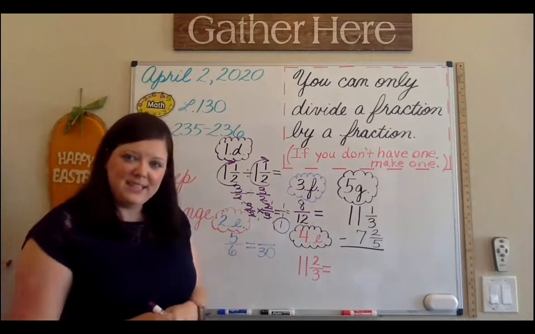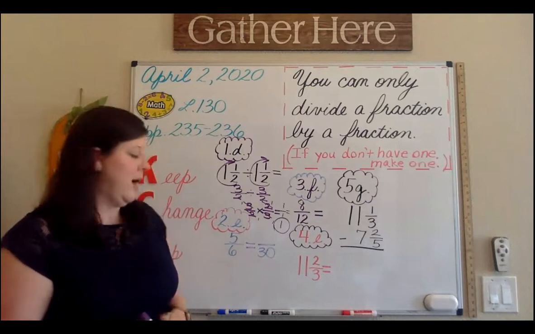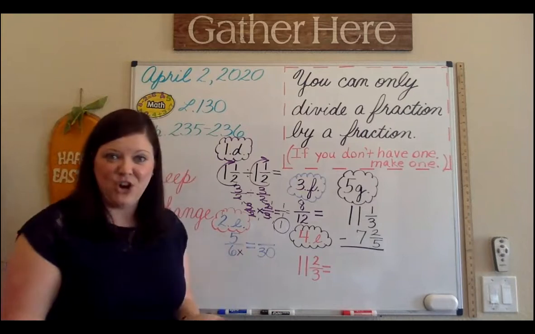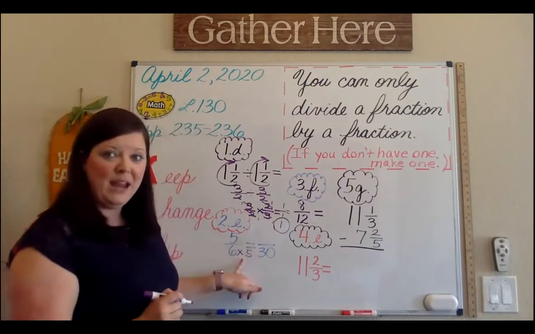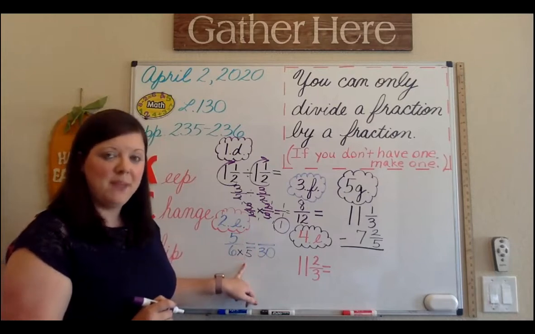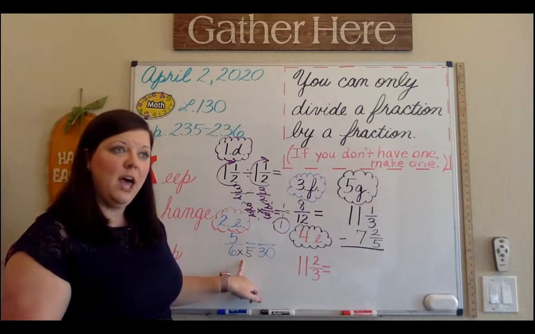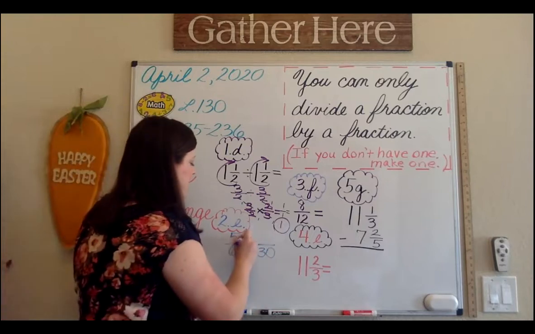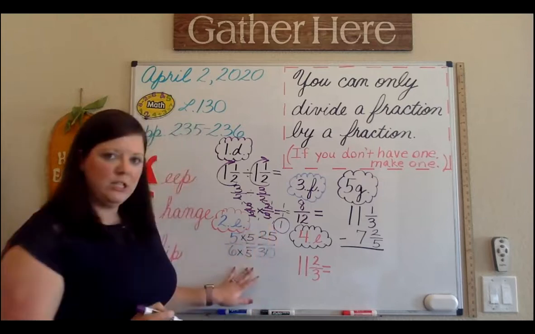The rule for this is whatever we do to the denominator, we must do to the numerator. So what can we multiply 6 by to give us 30? 6 times 5. Remember that rule and apply it. Whatever we do to the denominator, we must do to the numerator. So if we multiply by 5 down below, we must multiply by 5 on top. 5 times 5 is 25.